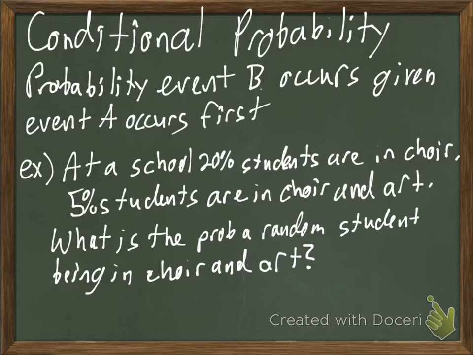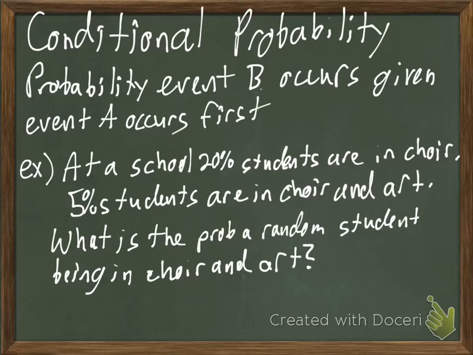And then we have this thing called conditional probability, and this works with dependent events. It's the probability that event B occurs given event A occurs first. So we're trying to figure out, if something else happens, what will it be if we know this other thing happened first? So this is again the replacing thing.